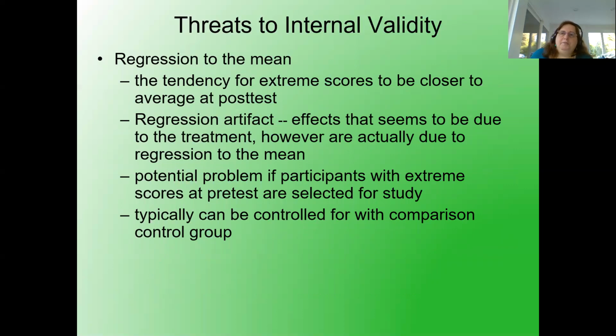Now, this is a potential problem if you have participants with extreme scores at the pre-test who are selected for study. Because what's going to happen? If they're extremely high, odds are they're going to come down no matter what at post-test. And if you're looking for a decrease, we don't know if that decrease is due to the effect that we're studying or if it's due to regression to the mean. Also, a comparison control group helps here. Okay.